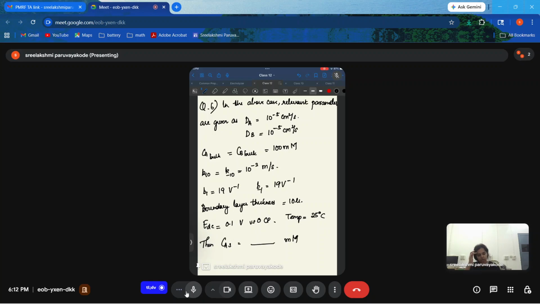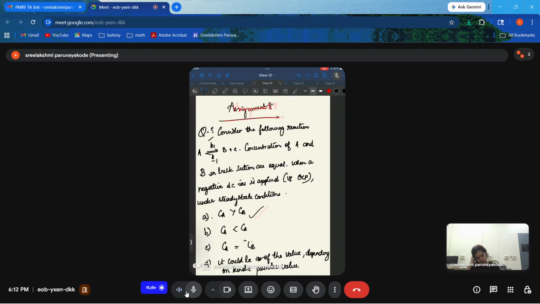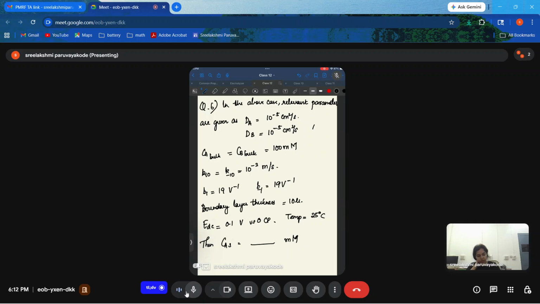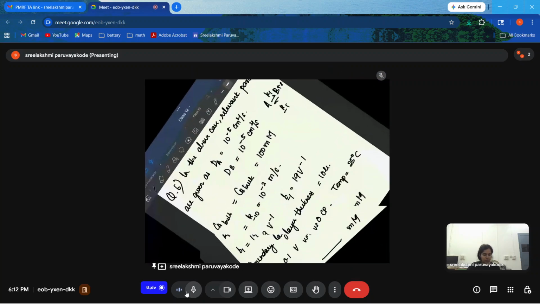So there's a question. In this question, you are going to apply an electron transfer principle. In the above case, A gives B plus electron. You have K1 and K minus 1. The DC bias and all are given. You have to finally find out the concentration. So you understand that there is a mass transfer limitation happening in this question.